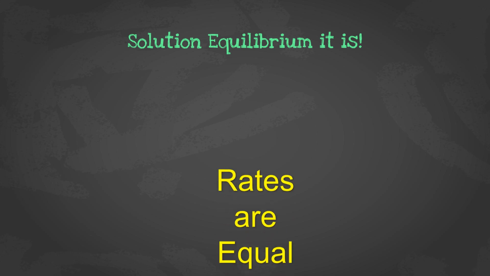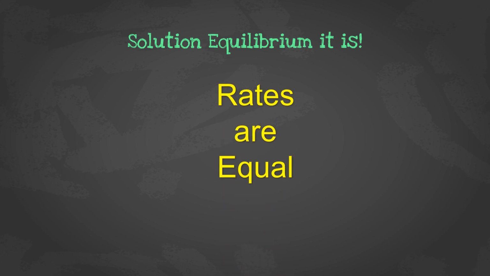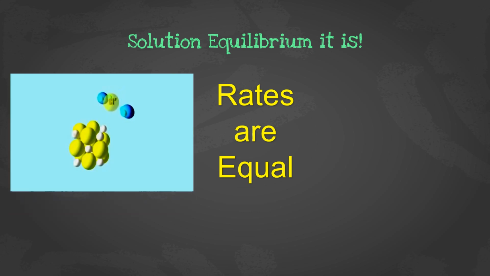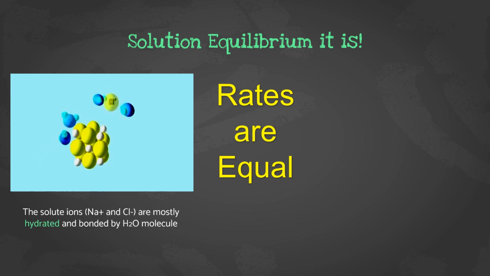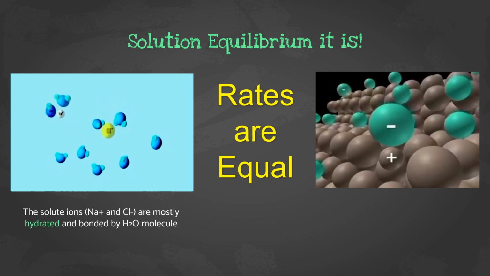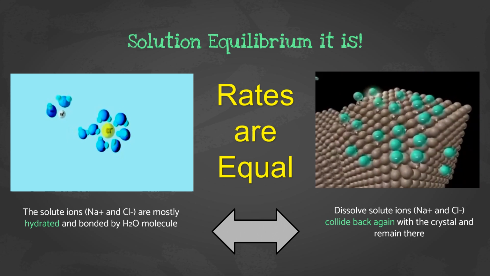Now, when the two described phenomena occur at the same time and almost at the same rate, the solution is said to be at equilibrium. Equilibrium is a word pertaining to a state of balance. Hence, in our example, if the two processes are occurring at almost the same rate, for instance, the process of hydration of the solute occurring at the same time with the recrystallization process, the solution is said to be in equilibrium.